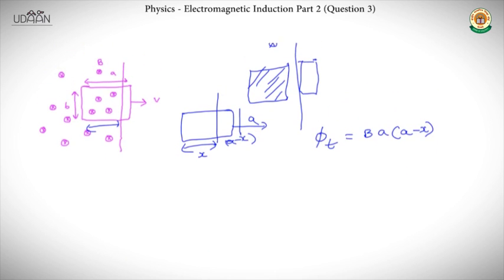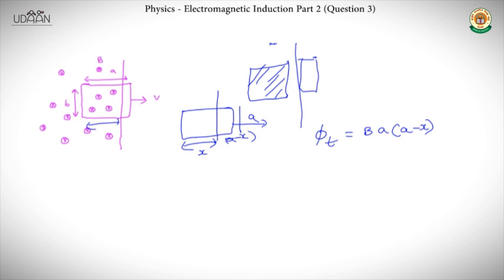Now what is happening is we are moving this out of the magnetic field, right? So with some particular velocity, the flux is going to change with respect to time. That's right. So this rate of change of flux with respect to time is going to be the EMF developed. So the EMF developed would be minus d phi by dt.